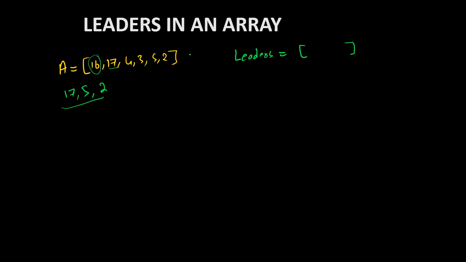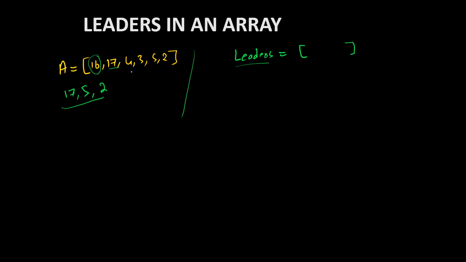Now this is the theoretical way of finding them. But in terms of coding, we take a leaders variable that will hold the list of leaders. We have 17, 5, 2, so those elements will be inserted in this variable.